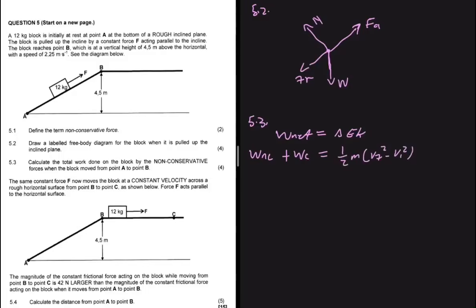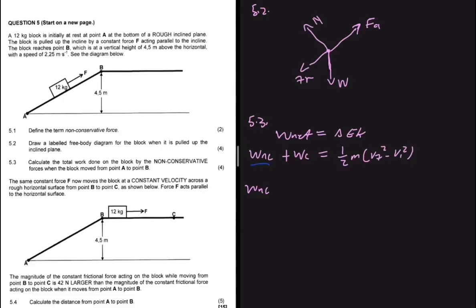So we're looking for the work done by the non-conservative forces. Let's leave that as a variable. We're going to have the work done by the non-conservative forces plus the work done by the conservative forces. The conservative force that is acting there, which we are supposed to calculate the work for, is gravity.